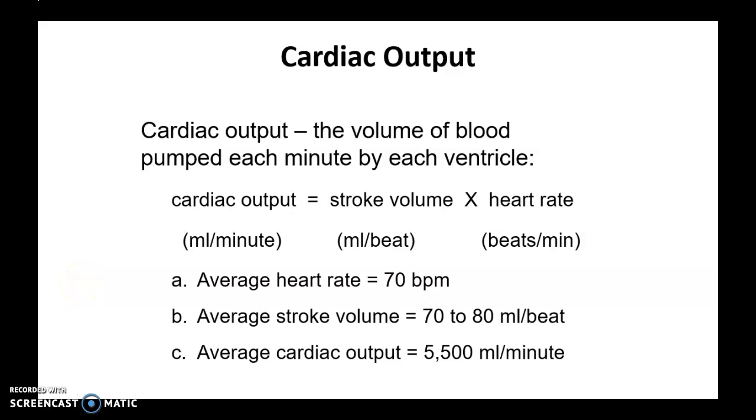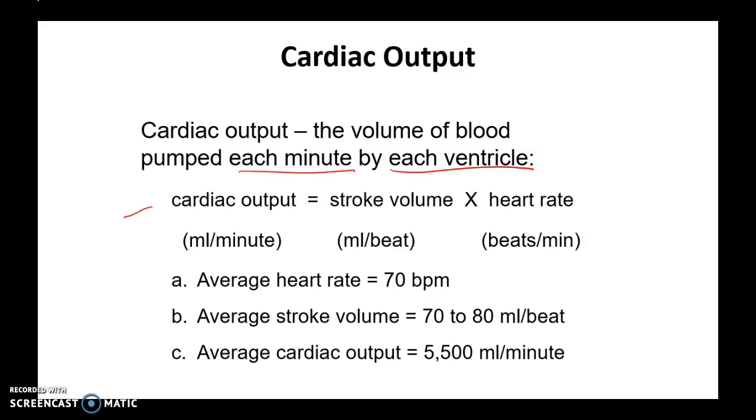Alright class, so moving on to cardiac output. Cardiac output is defined as the volume of blood that is pumped by each ventricle in 1 minute. Understand, it's each ventricle in 1 minute. So that is cardiac output.